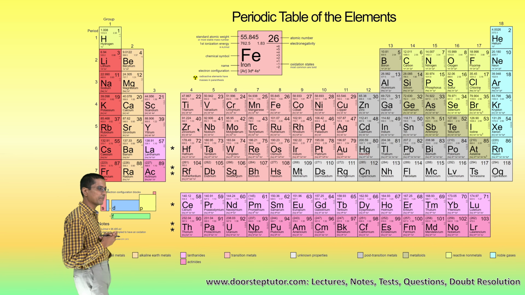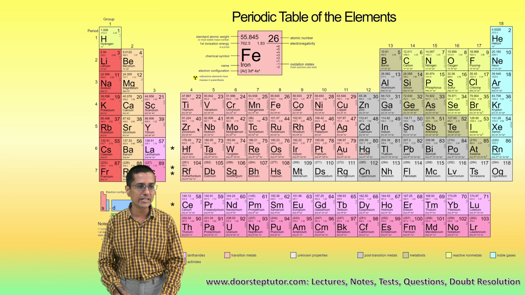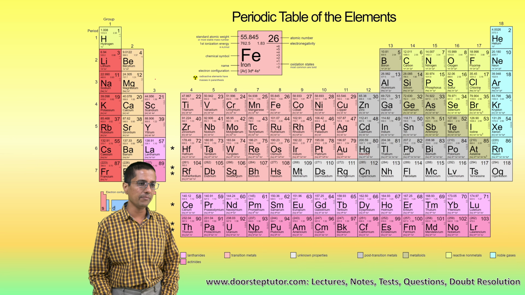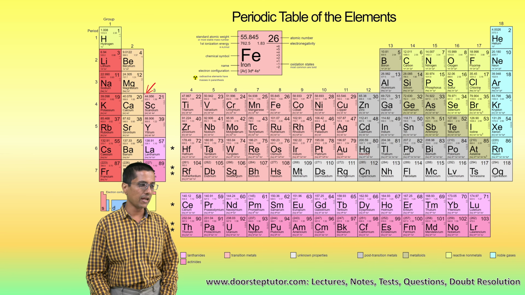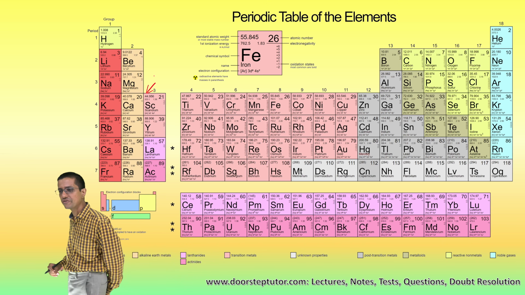So this is our periodic table. We are very familiar with it now. So where is scandium? That is the first element of the d block, so it is right here. And we are asking whether it's a transition metal. So what is the definition of a transition metal?